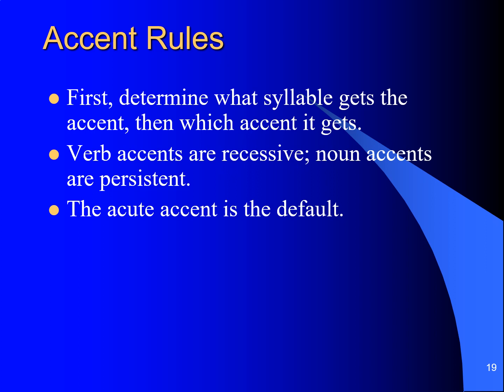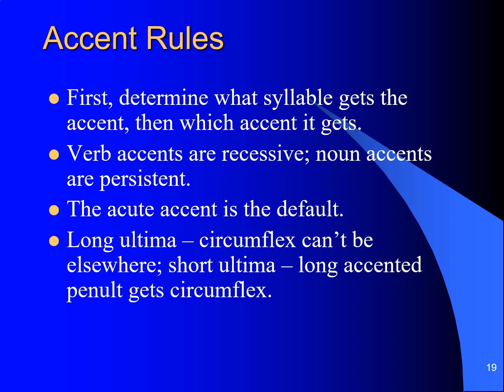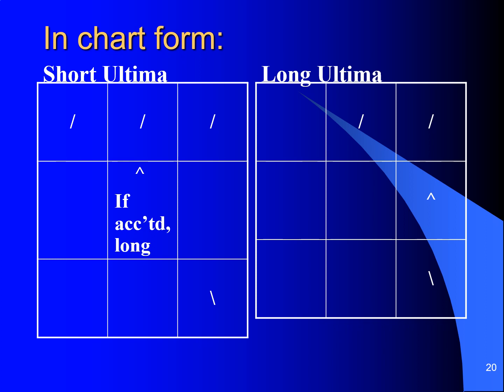Now, as far as which accent it gets, once you figure out which syllable is accented, the acute accent is the default. So if there's no other reason to change it, it's going to be an acute accent. If you have a long ultima, the circumflex accent can't be anywhere else. If you have a short ultima, a long accented penult gets the circumflex. Now, we haven't talked about grave accents. We will do that in just a minute. But first, let's look at these rules in a chart.